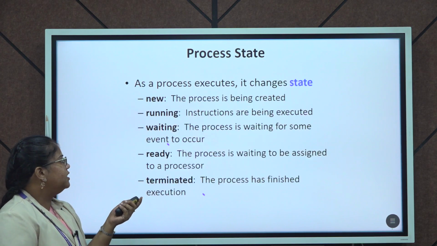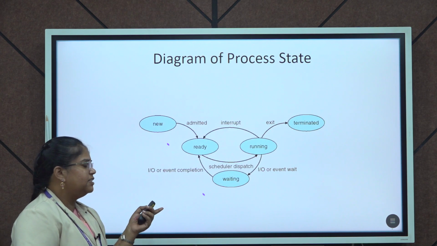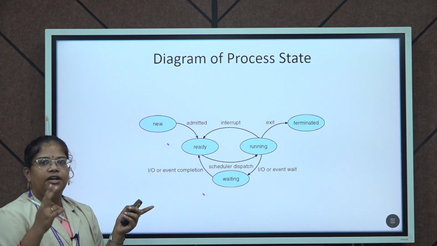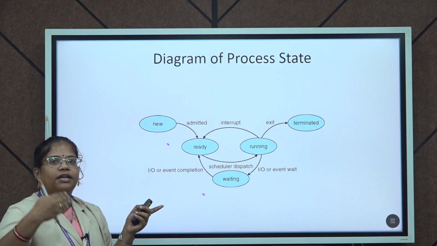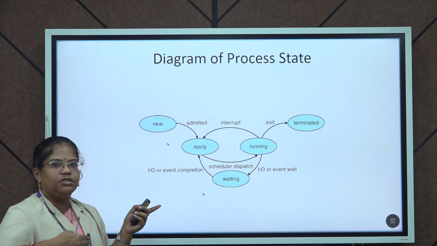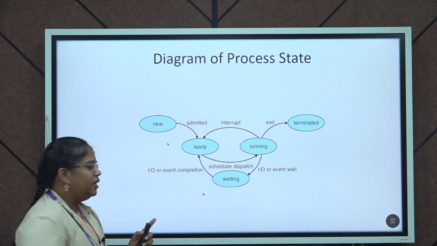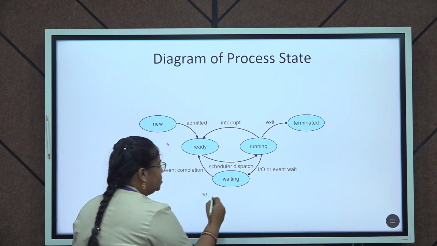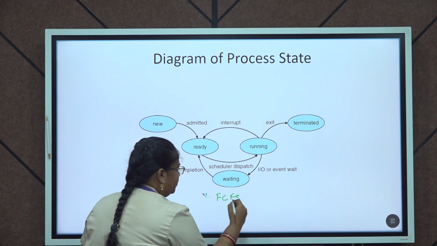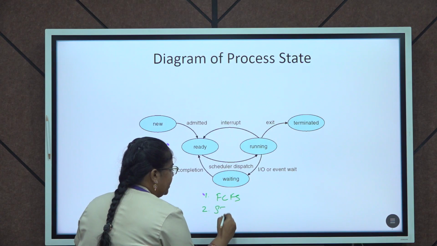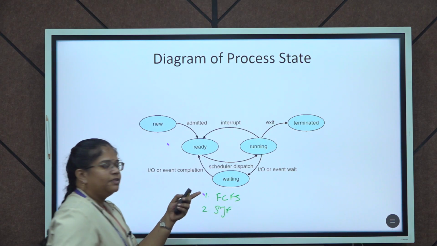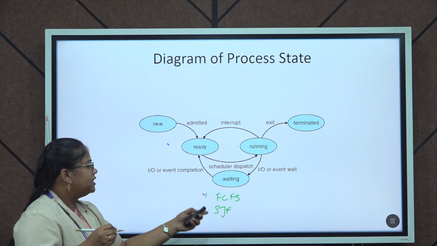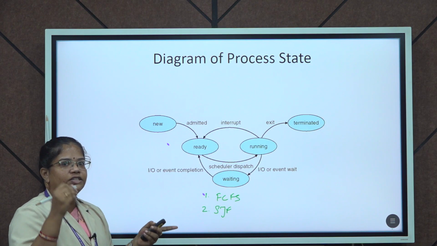In this waiting section, two scheduling algorithms are used to allocate the processes to the running stage. First one is the CPU scheduling algorithm. It has two types. First one is FCFS, then second is SJF. FCFS means first come first serve. The second one is SJF, shortest job first.